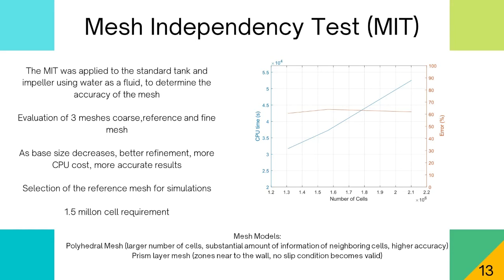Polyhedral meshing model was selected as it has a substantial amount of information of neighboring cells, which means higher accuracy. Also, prism layer mesh, as it has zones near the wall where the no slip condition becomes valid.